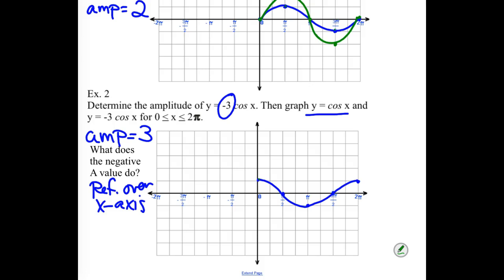So my 1, when I reflect it, turns into negative 1, and then stretching it means I'm multiplying by 3, so I'm down here at negative 3. Stretching zeros doesn't do anything. Our negative 1 here is going to reflect to positive 1. It's going to get multiplied by 3 and be up here at 3. Again, zeros don't go anywhere. And our positive 1 is going to land down here at negative 3 again. So our graph has been reflected over the x-axis and stretched.